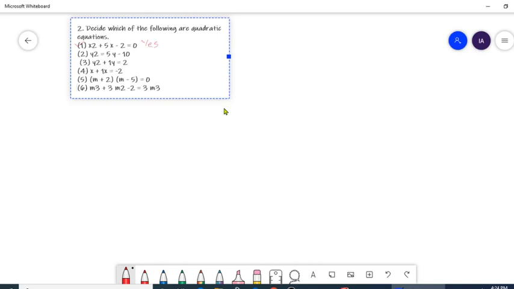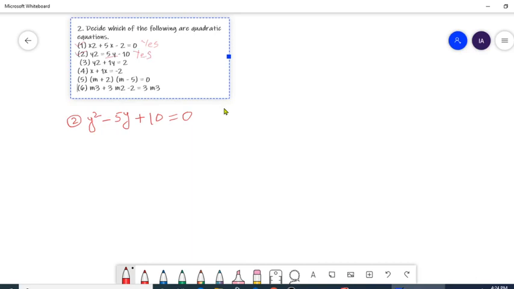y square equals 5y minus 10. First you need to write this equation in proper standard form, keeping y square in its place. This is positive 5y, so I can bring it to the left hand side, it will become minus 5y, and this is negative 10. When I bring it to the right hand side, it will become positive 10 equals 0. Now this equation is in proper standard form of a quadratic equation, where the highest degree is 2. Only one variable we have, and a, b, c are real numbers. So this equation number 2 is a quadratic equation.